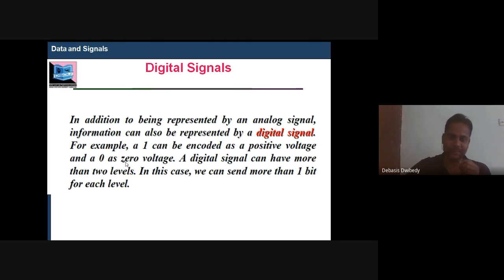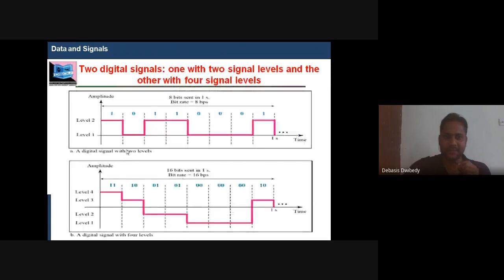Okay, so this is a typical example of a digital signal. This is a signal component, this is another signal component, this is a signal component. So every signal component takes some value. Let us say up value is 1, down value is 0, again up value is 1, down value is 0, like this. If the signal is decoded to 1 and 0, you will get this bit pattern.